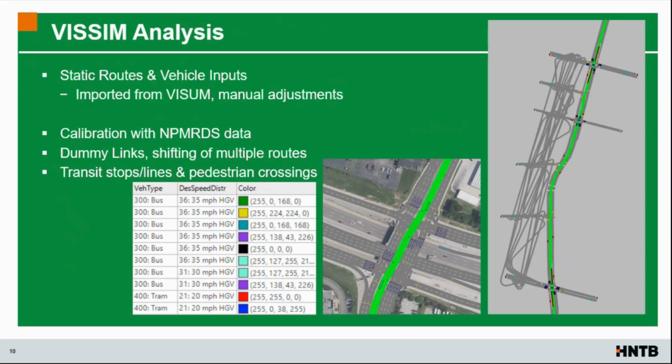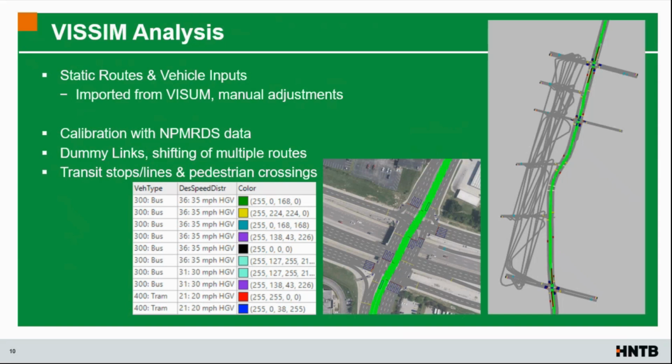And then the NPMRDS travel time was used to check the calibration of the Vissim model and confirm the travel times were within a certain percentage of the field travel times, and then make sure that the field traffic counts were set up correctly.